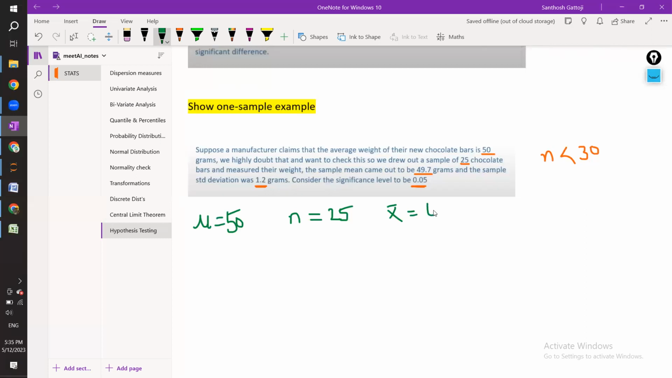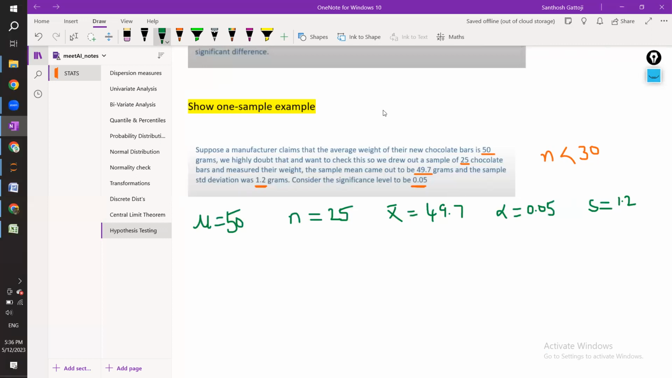Sample mean is 49.7. And what is alpha? Alpha is 0.05 level of significance. And what is the sample standard deviation? 1.2. These are the details he has provided us.